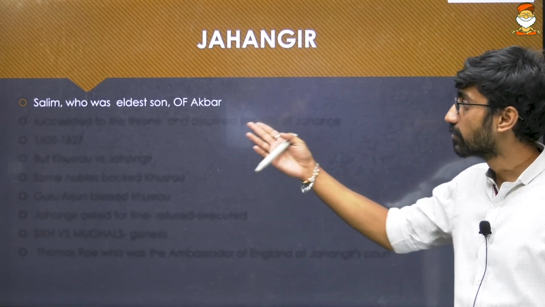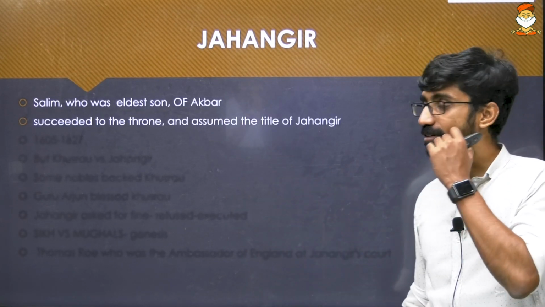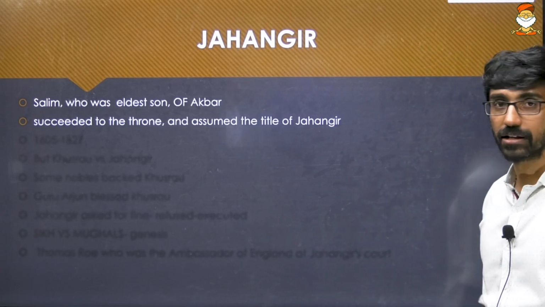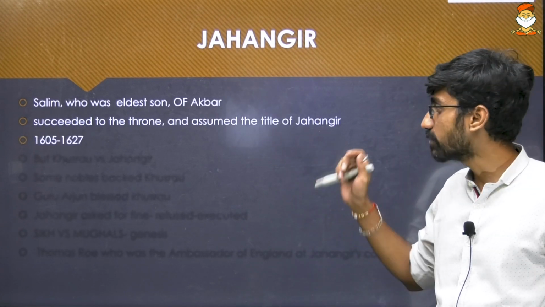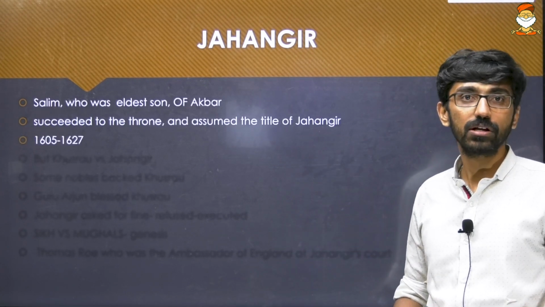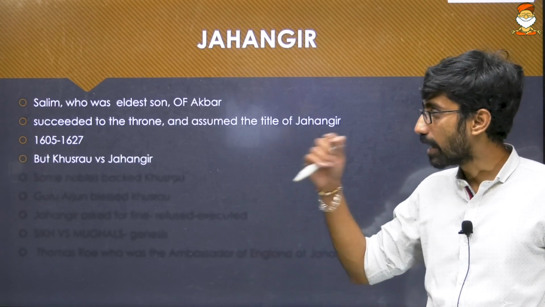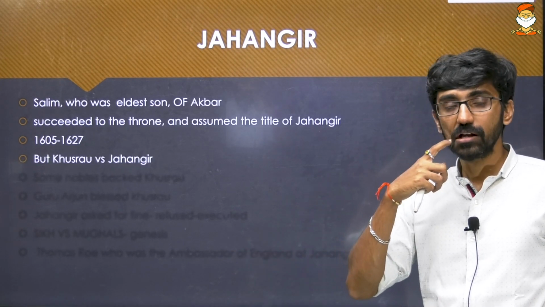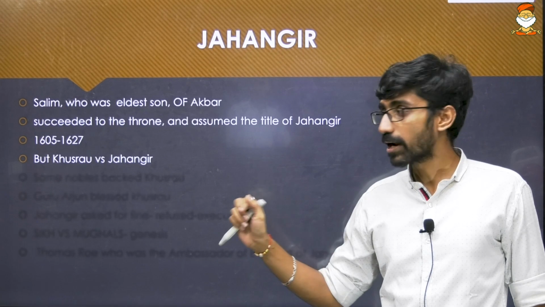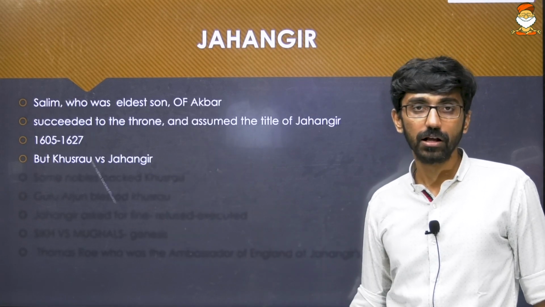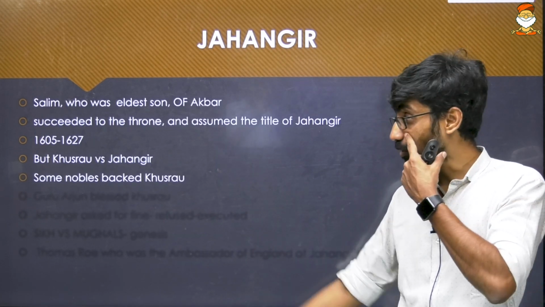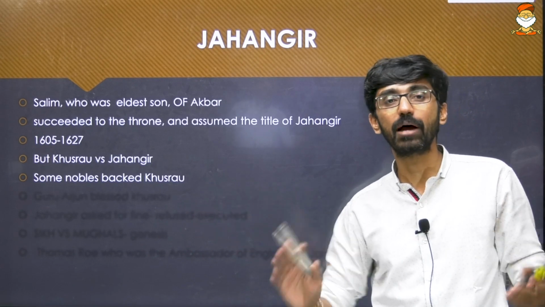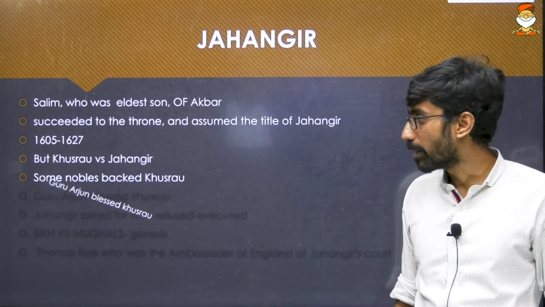And Jahangir: Salim was the eldest son of Akbar and succeeded to the throne and assumed the title of Jahangir. So his original name was Salim, but the title was Jahangir. Between 1605 and 1627, Jahangir ruled. But Khusro versus Jahangir was happening. Khusro was the son of Jahangir. Akbar actually wanted to make Khusro the king, and even certain theologians also wanted to make Khusro the king, but a conflict happened between these two. And even nobles also backed Khusro.